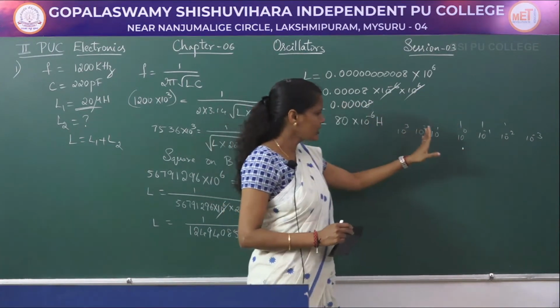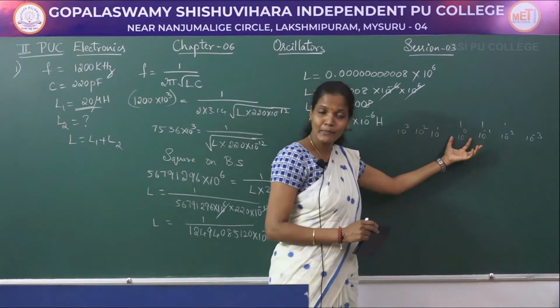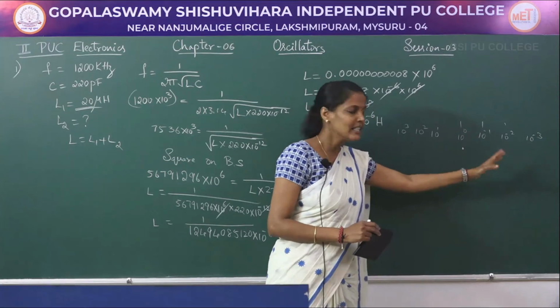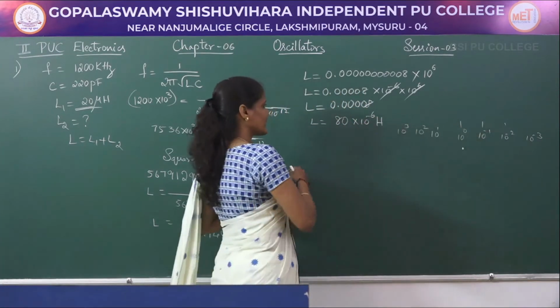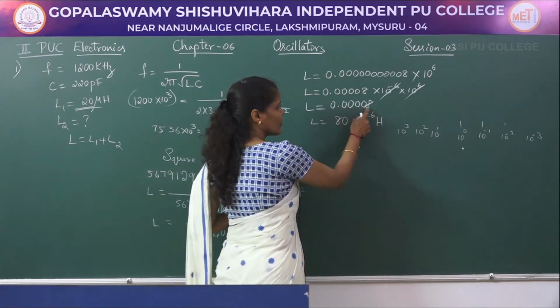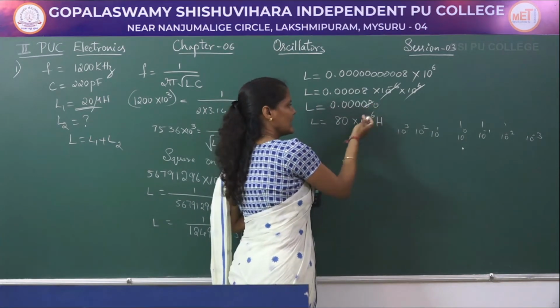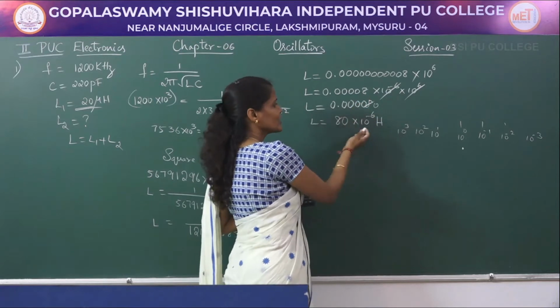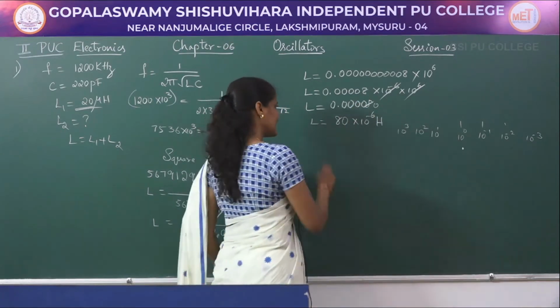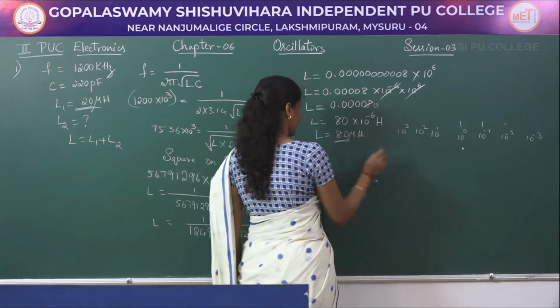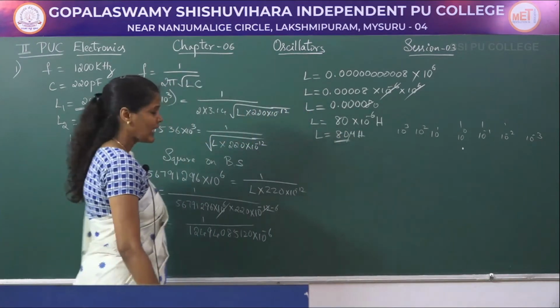So, when you want to convert this into 10 to the power of minus 6, then you have to shift this point towards the right 6 places. So, 1, 2, 3, 4, 5 is there. If you put one more 0 next to it, then I will be getting 6 places. So, 80 into 10 to the power of minus 6 Henry, that is L is equal to 80 microhenry. Now, I got the value of L.